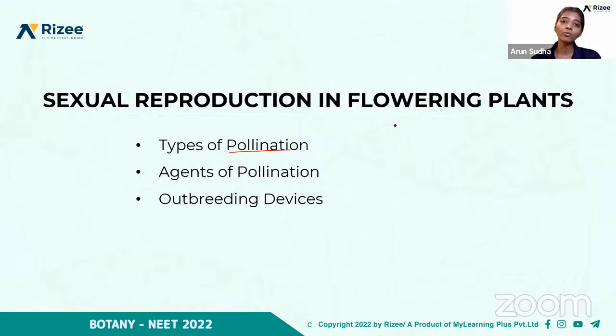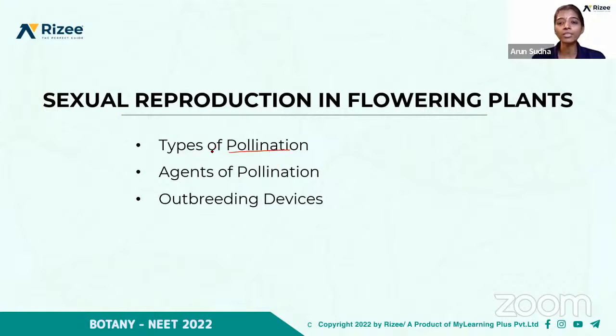Then how will the fusion happen if both the male gamete and the female gamete are not motile? How can the fusion of male gamete and female gamete take place? They need agents that help in the transfer, right? Those agents are called pollinating agents. So that is the need for pollination, the transfer of the pollen grains from anther to stigma. Only with the help of pollination can fertilization happen.